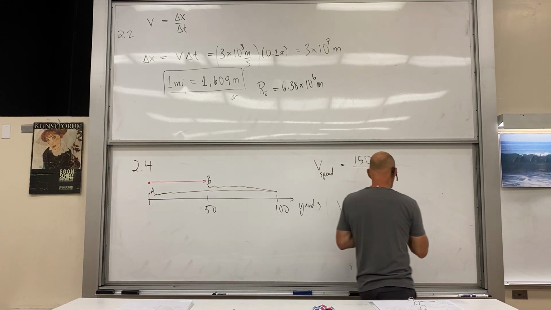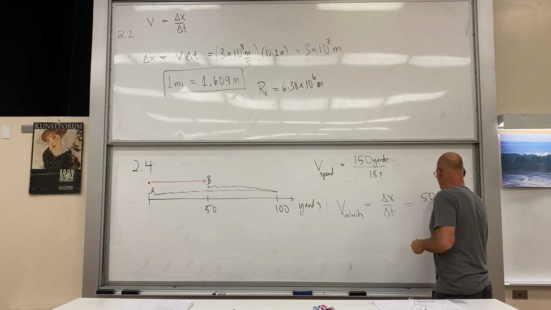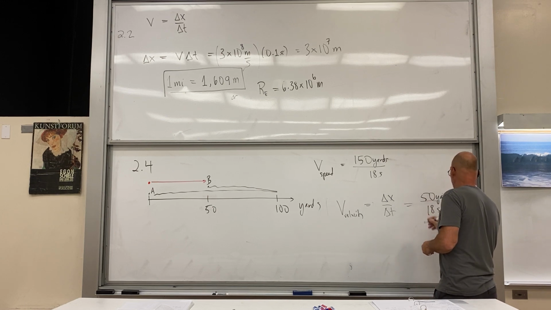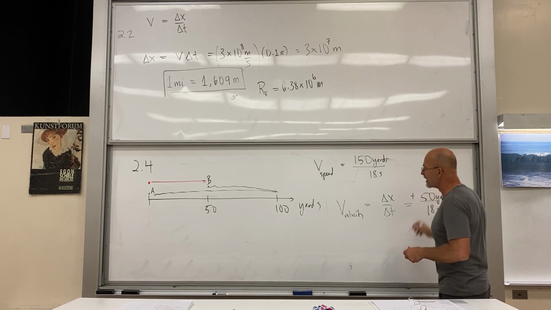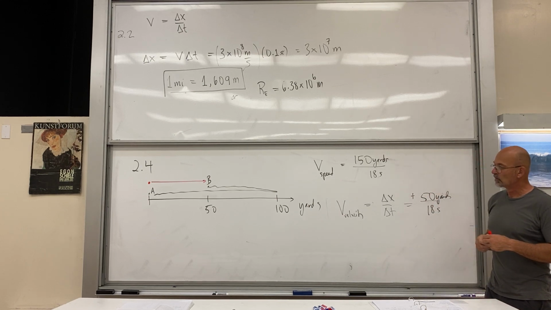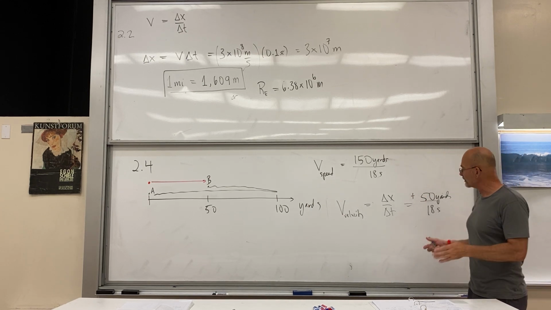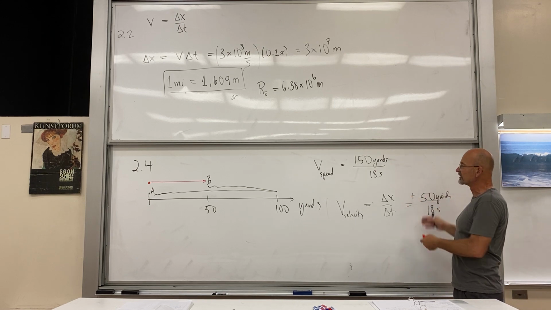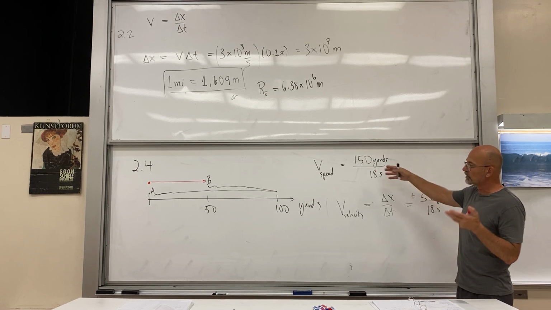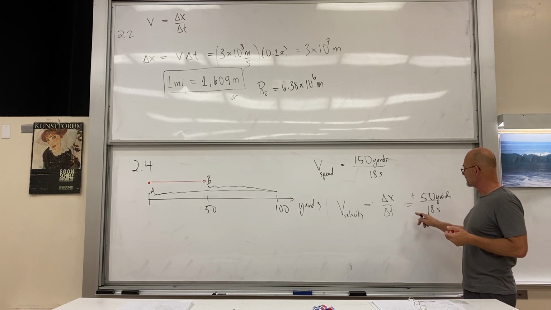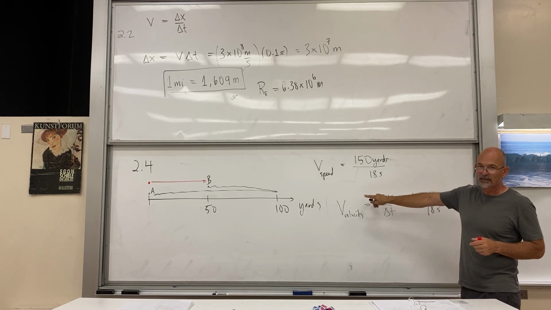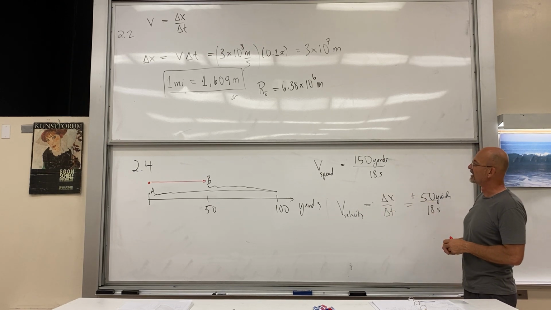So that's 50 yards, 18 seconds, and it's really in the positive direction. We'll be talking about vectors very soon, and then we'll see that this positive sign plays a role. Here it was trivial, but in general, displacements can have a positive or negative sign on them.